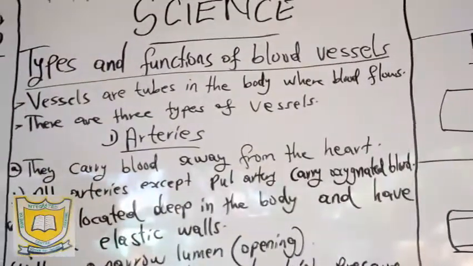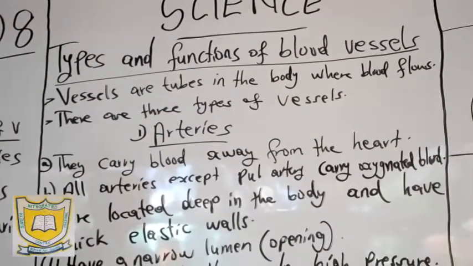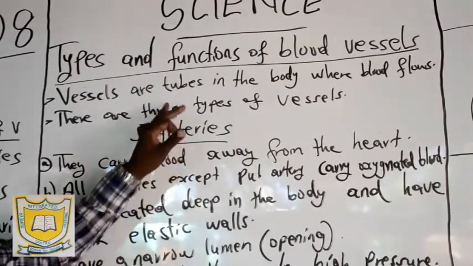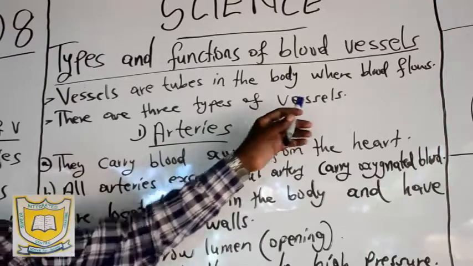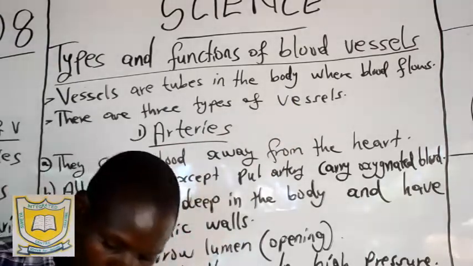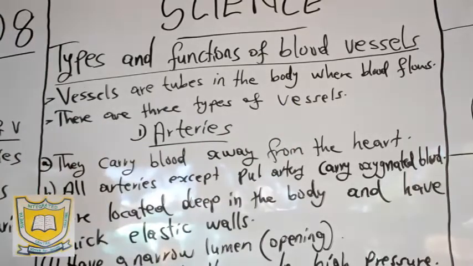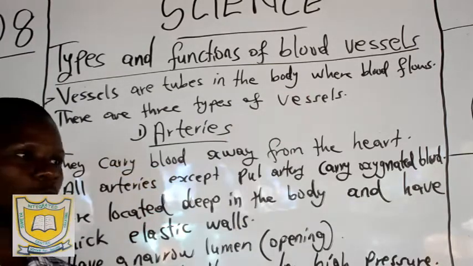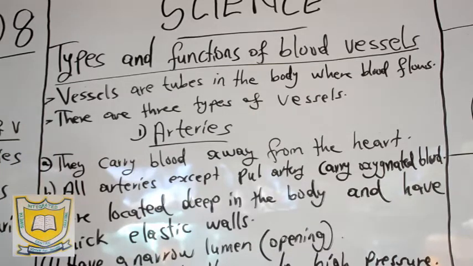Now, what are blood vessels? You find that blood vessels are tubes in the body where blood flows. Blood does not flow in human flesh or tissues, but it flows in tubes which are known as vessels. Those are tubes that transport blood from one place to another.